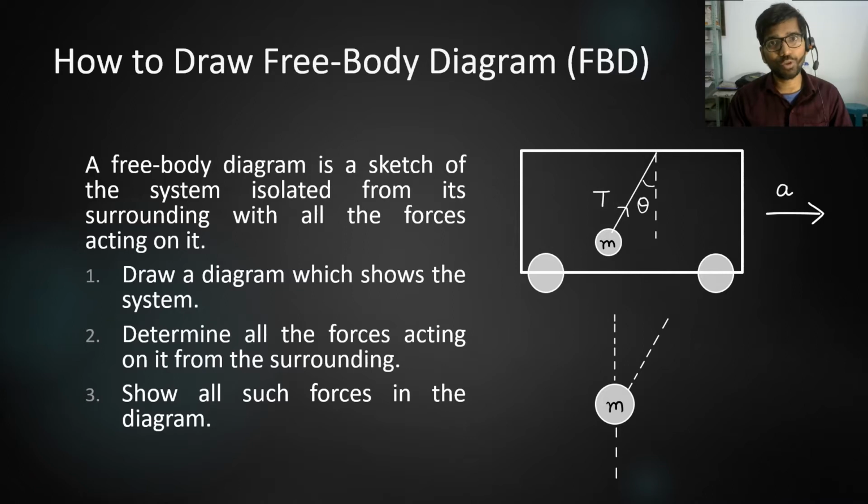Before we begin solving the given problem, let's first learn a few things. First is how to draw a free body diagram. A free body diagram is a sketch of the system isolated from its surrounding with all the forces acting on it from the surrounding. So in the given problem, we will isolate this mass and draw it separately, and we will list all the forces which are acting on it. In this case, there are two forces acting on it. First is its weight mg, and the second is its tension T from the string, and the tension T makes an angle theta with the vertical.